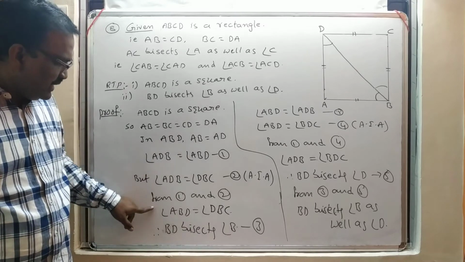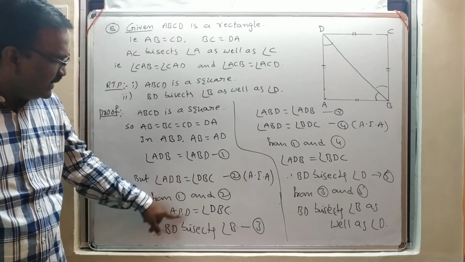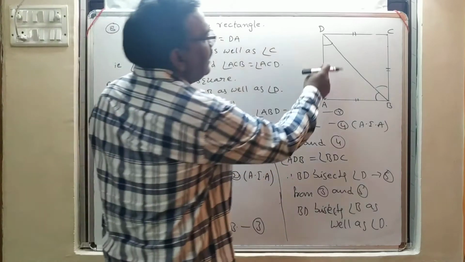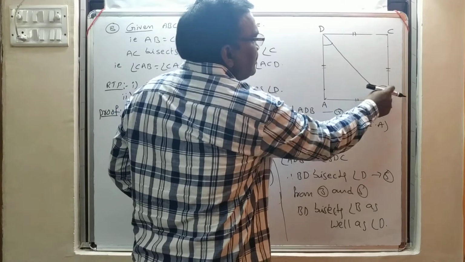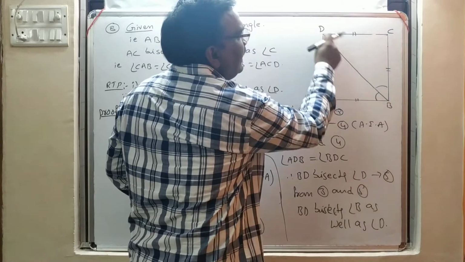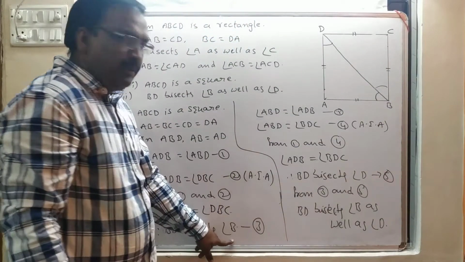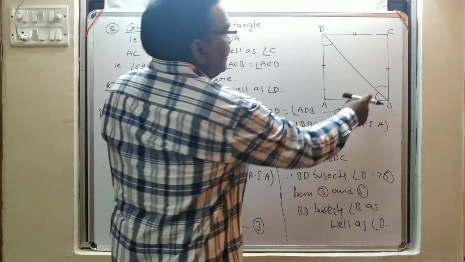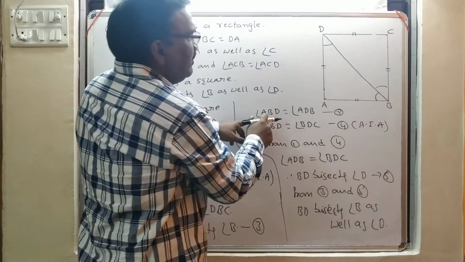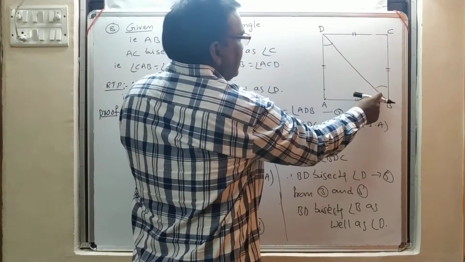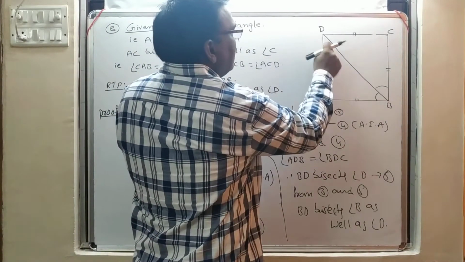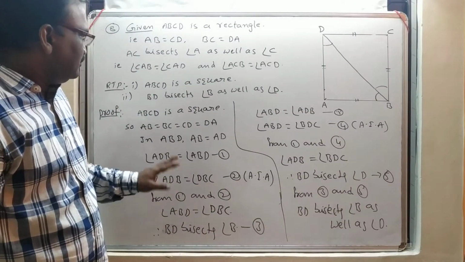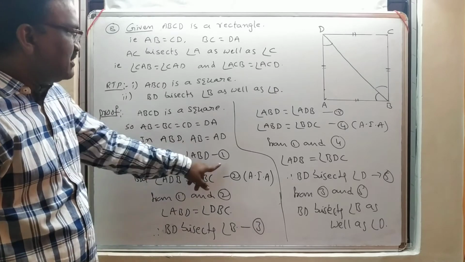From 1 and 2 we can write angle ABD is equal to angle DBC. So ABD, this angle is equal to this angle. Therefore BD bisects angle B. This is our condition 3. Next, again, these two angles are equal. Angle ABD, this angle, equal to angle ADB. That's condition 1.